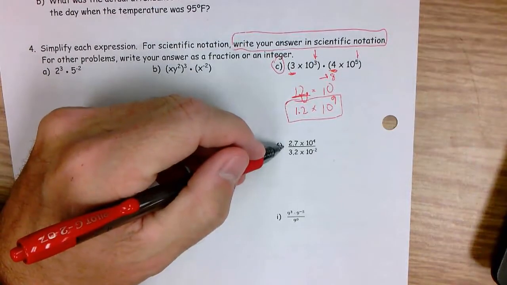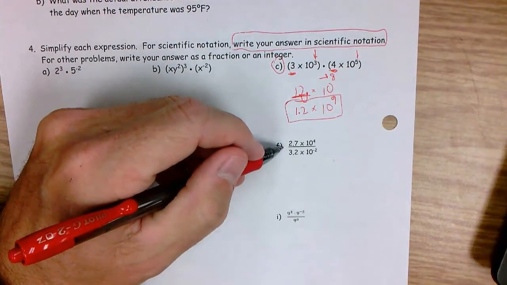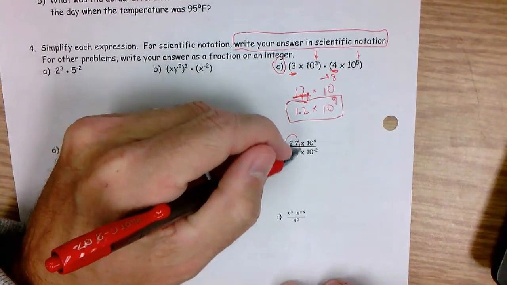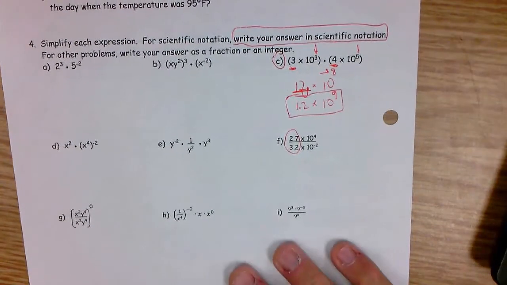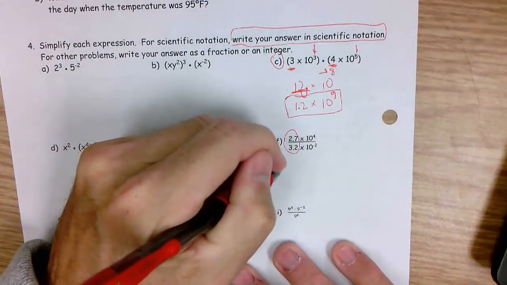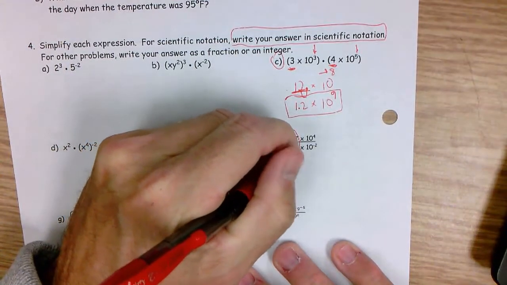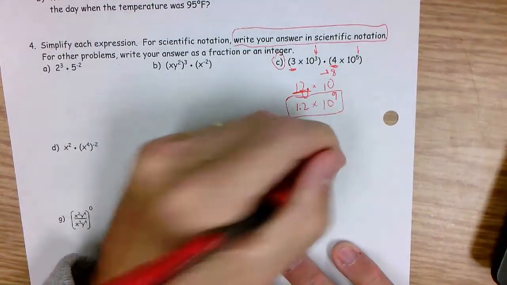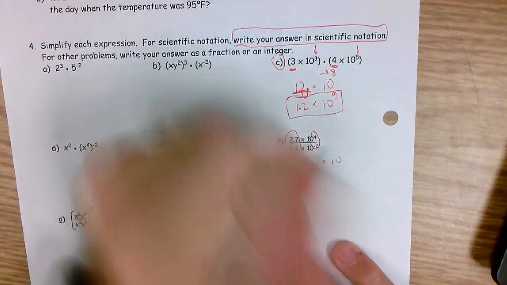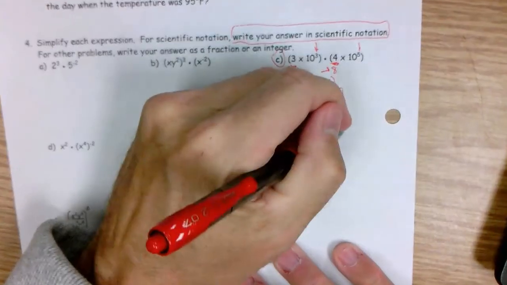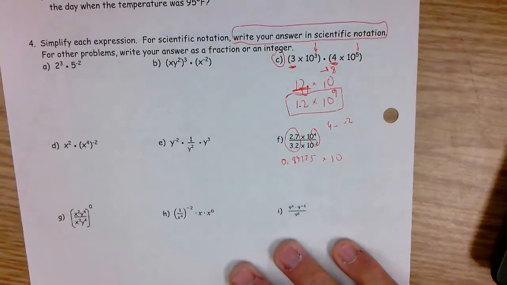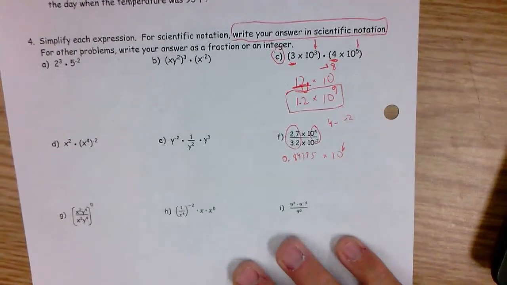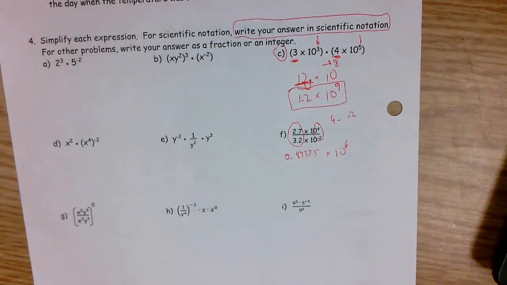How about dividing numbers that are in scientific notation? Well, to divide numbers that are in scientific notation, you actually divide this part. And if you divided that part, I think you get 0.84375. And when you're dividing, you actually subtract the exponent. 4 minus negative 2. And 4 minus negative 2 is 6. So this would be your answer, kind of.